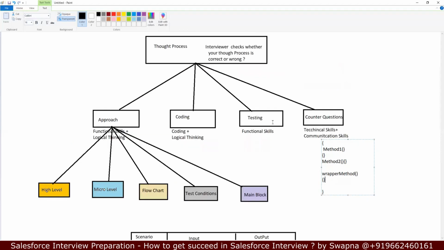Now, once we are clear with the approach and we know what to write in the coding, testing is easy. What are the different scenarios that I need to test? For Salesforce, whenever we are writing an Apex class, for every Apex class and for every method inside the class, we have to write a test method, a positive test method and a negative test method. At that time we get clarity on what the positive and negative scenarios are. So during test class writing, we will be very clear.